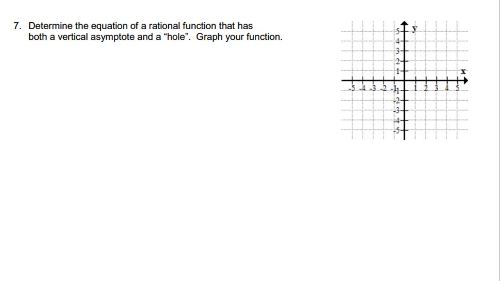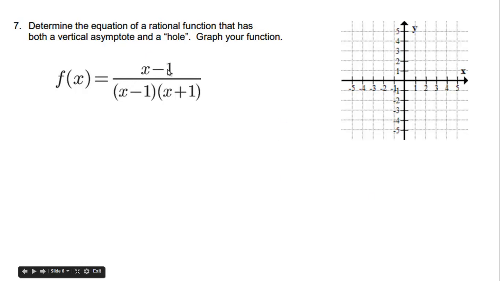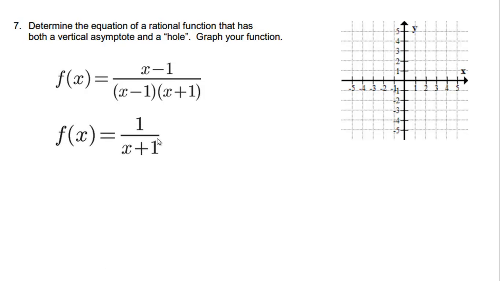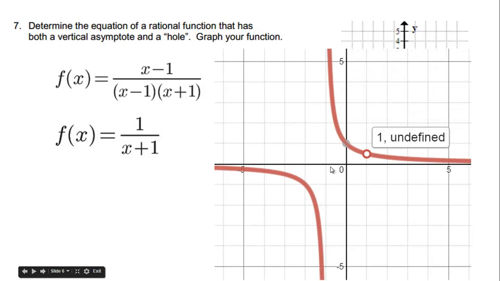Now determine the equation of a rational function that has both a vertical asymptote and a hole, so we come up with something that does cancel out, but then something that doesn't. And if we simplify that, we get 1 over x plus 1, which we kind of know what it looks like. It's the 1 over x graph shifted to the left 1. And that's what this is.